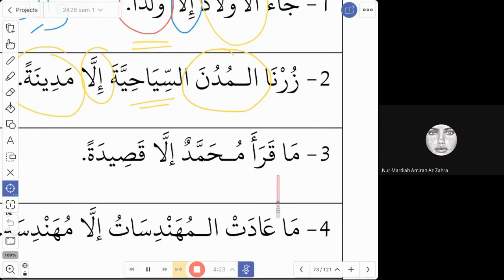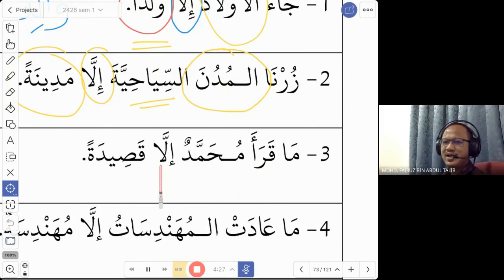Muhammad only read a poem. That is correct. That is the meaning of the whole sentence. You see? Now you don't have to translate ma and illa. But of course, if you were to translate this literally, we will say Muhammad did not read except one poem. So he did not read except one poem, but you can also say he only read one poem.